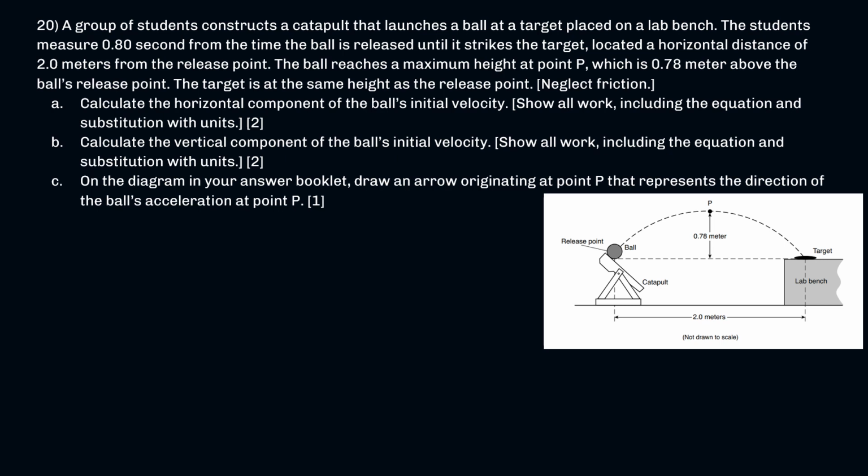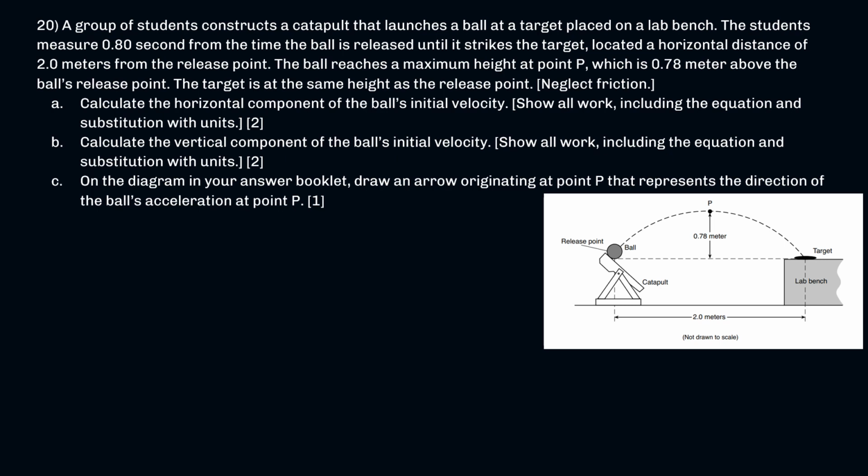All right, so working on part B and part C as well, because there's not a lot to do with part C. For part B, we're going to calculate the vertical component of the ball's initial velocity. Same idea: we're going to show our work, include the equation and substitution with units. And again, we are not given an angle, so we have to use what we're given in the y direction, the vertical direction, to figure out my answer.